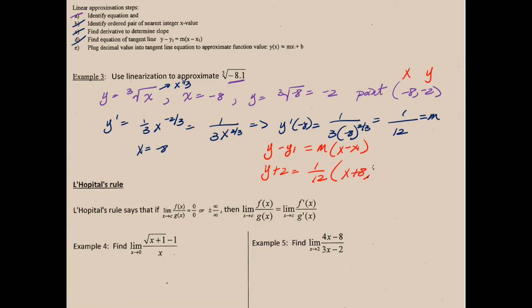So it's going to be x plus 8. Subtract the 2 on both sides. Y equals 1 over 12 times x plus 8, minus 2. Now, we're ready for the approximation because remember your original value is x equals negative 8.1. So take that negative 8.1, plug it in there for x, and you'll find that y is actually equal to negative 2.008 from your calculator. And that is your answer.